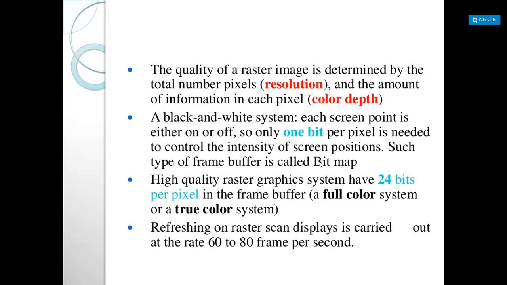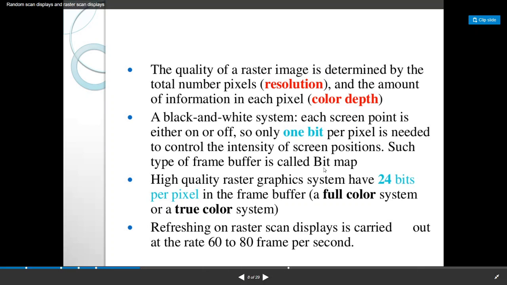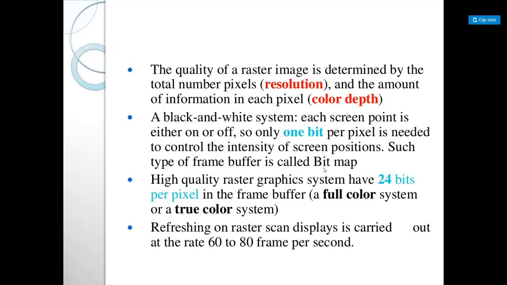The quality of images depends on the resolution or the pixels, that is, how near your rows and columns are intersecting, and we can also call it color depth. In a black and white system, each screen point is either on or off, so we have only 2 states. Only 1 bit per pixel is needed, and we call this a bitmap image.